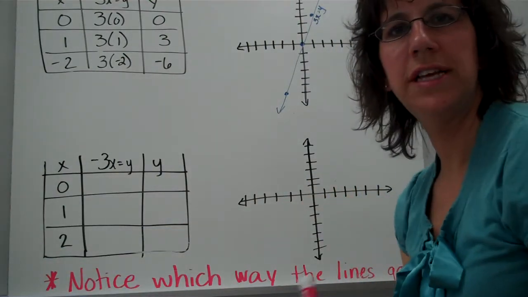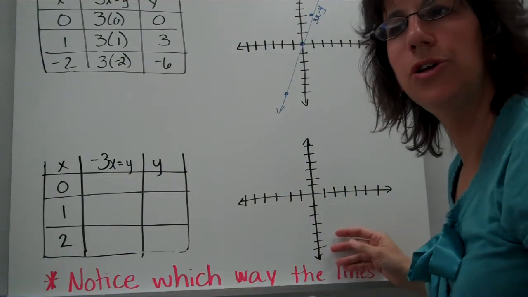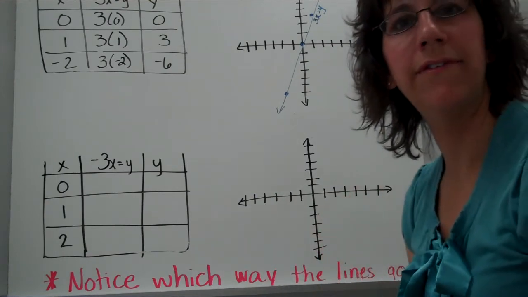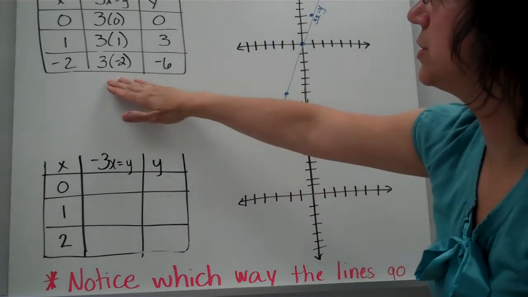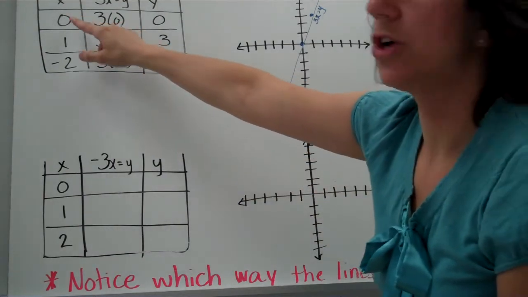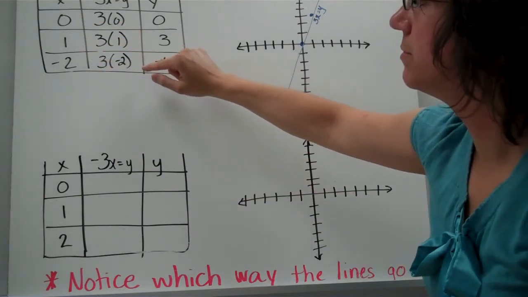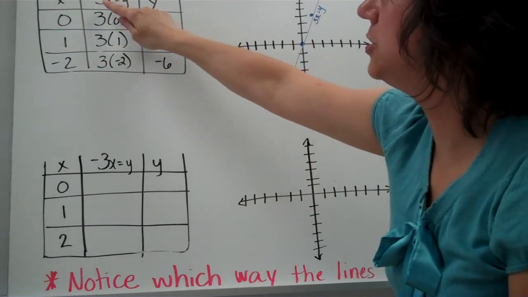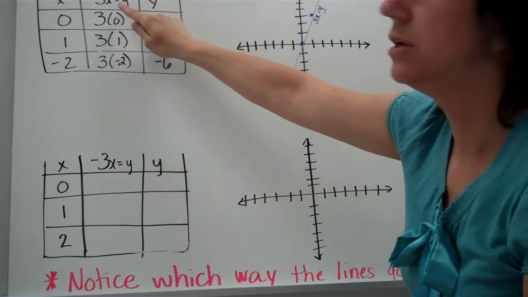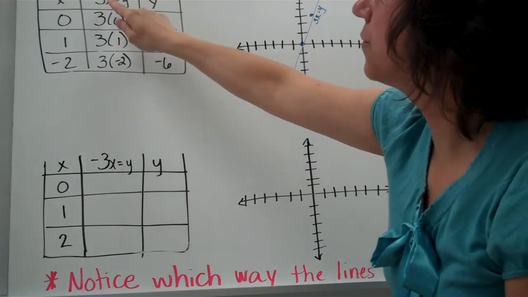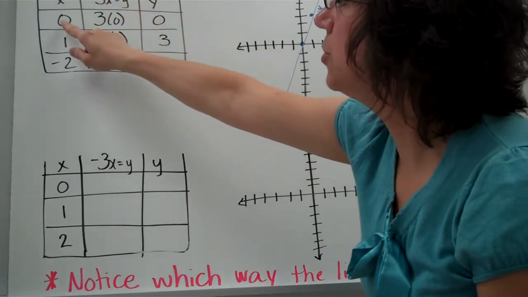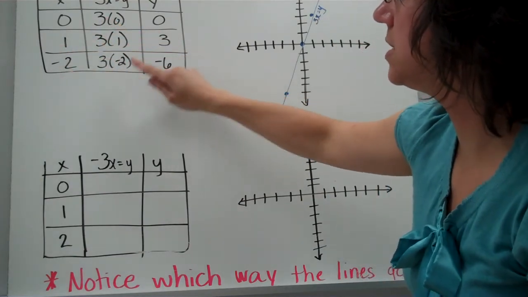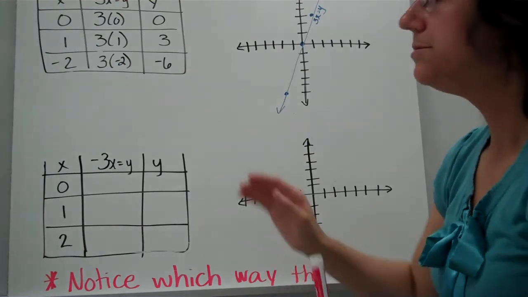Now, when you look at a function table, what you're also going to find is that you can take a function table and take the pattern and go ahead and make a graph out of it. So take a look at this function table here. It's already been completed for you. You've got 0, 1, and -2 as our input values. Here is our equation, 3x equals y. So for every x, you're going to put in whatever the input value is: 3 times 0, 3 times 1, and 3 times -2, and you have your outputs here.